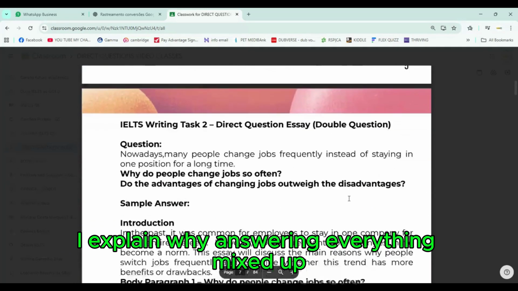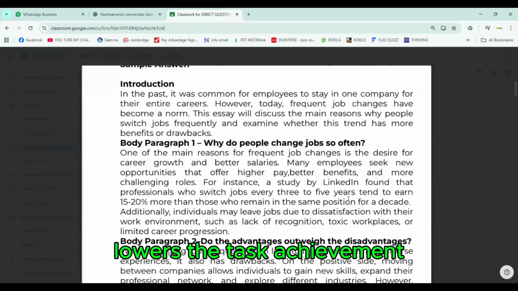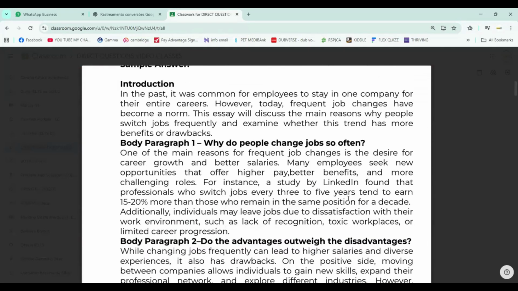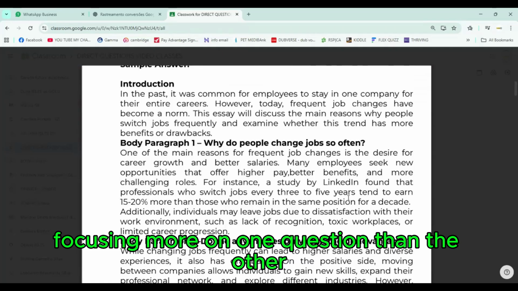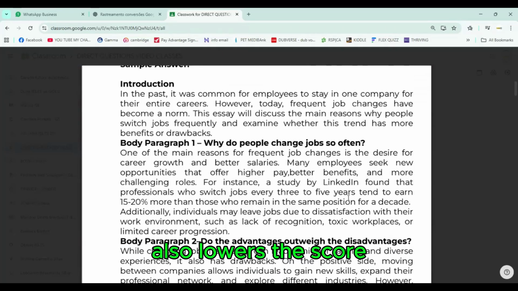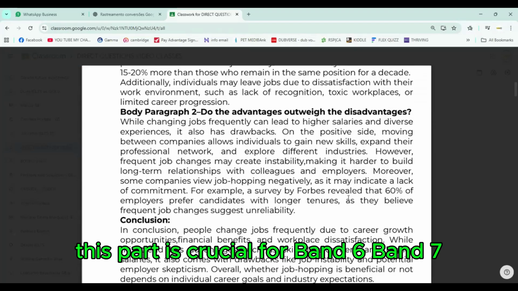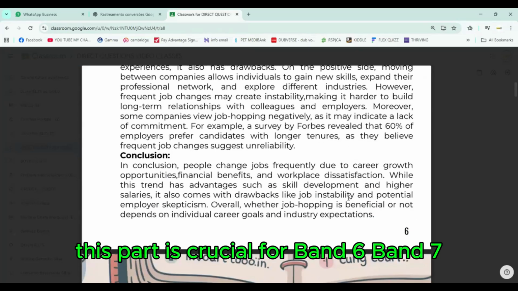I explain why answering everything mixed up lowers the task achievement. Focusing more on one question than the other also lowers the score. This part is crucial for Band 6, Band 7.